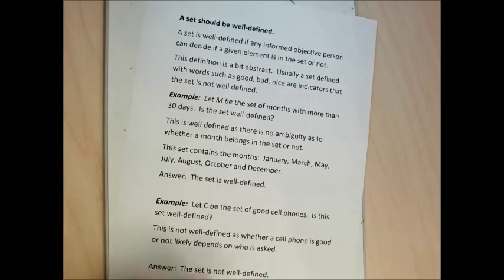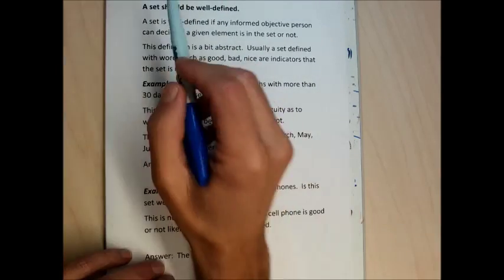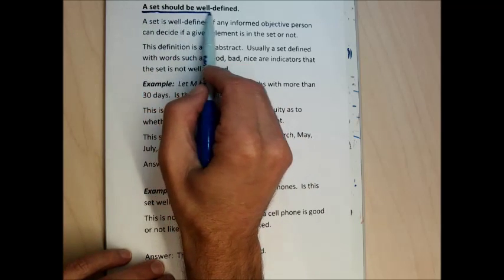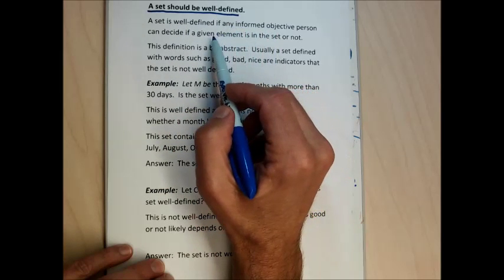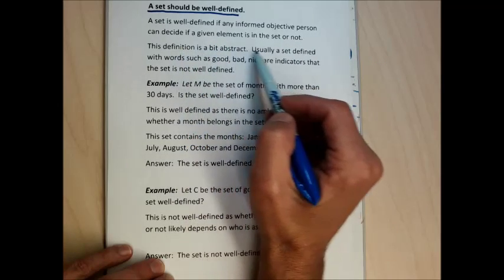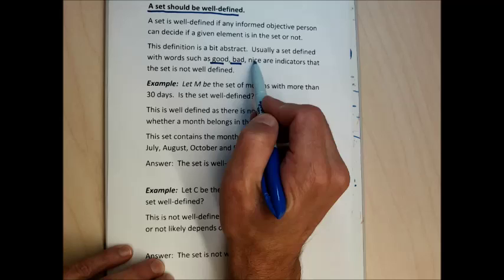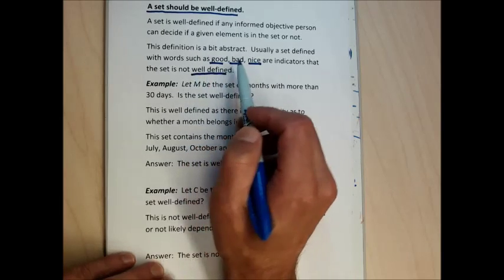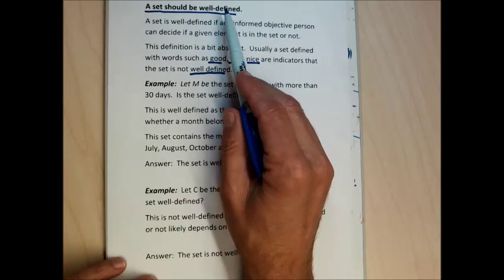All right, so that's our first 8 homework problems. I don't know that we're even a quarter of the way through this section, but let's just keep plodding along. So the next concept is on well-defined. It says when we describe a set it should be well-defined. And a set is well-defined if any informed objective person can decide if a given element is in the set or not. So this definition is a bit abstract. Usually a set defined with words such as good, bad, and nice are indicators that a set isn't well defined because those are subjective. Different people might think different things are bad, and that's not a constant. So let me do an example to help us understand what well defined is.